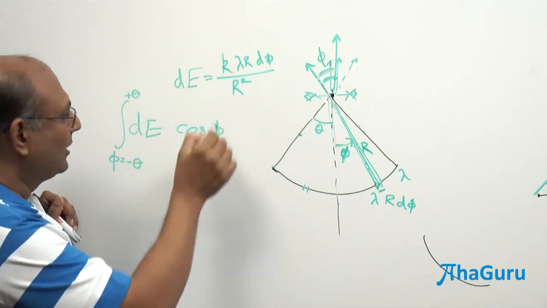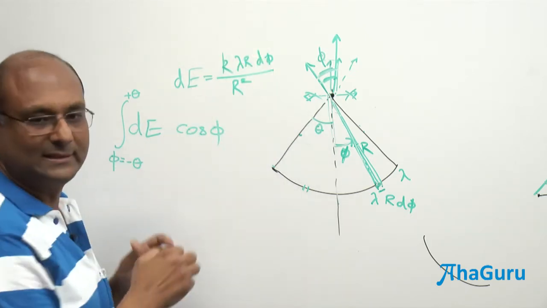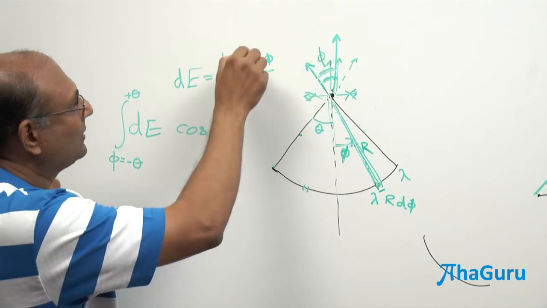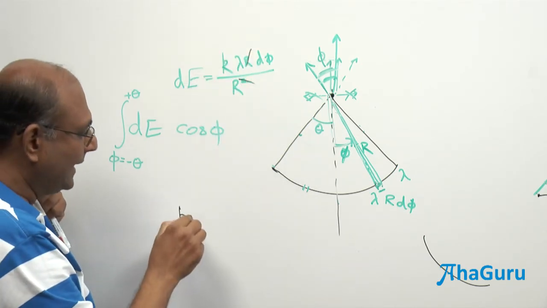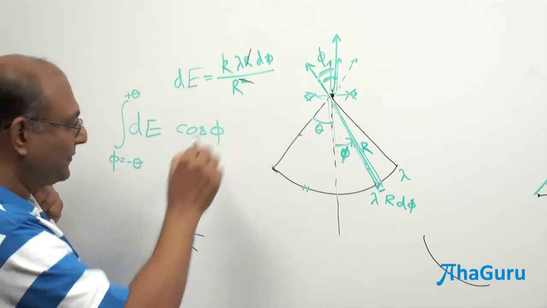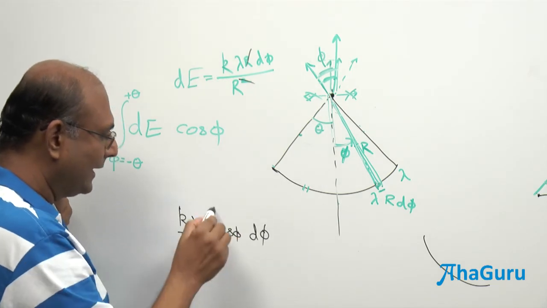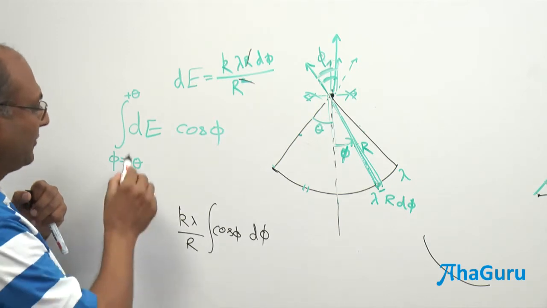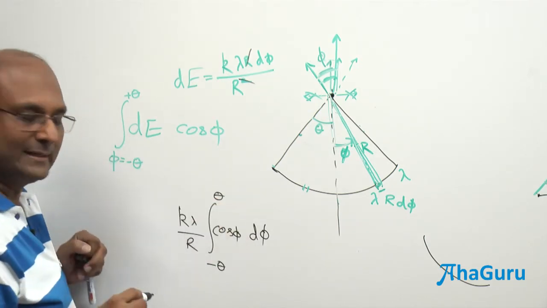Now this I want to find out. Let us write this down carefully. What is DE? We already know what DE is. So let us expand that out. One R cancels out. So we are left with k lambda by r d phi, into cos phi. So cos phi d phi. I need to integrate this from minus theta to plus theta. That is, phi goes from minus theta to plus theta.